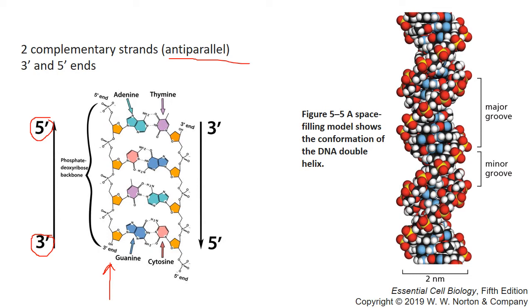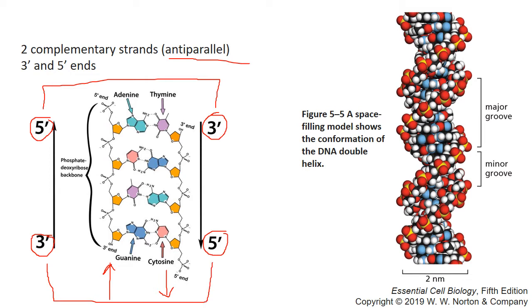The other side of the double-stranded DNA will run the opposite way. It will run antiparallel, meaning that the 3' sugar will face upwards and the 5' sugar will face downwards on this end. So as you can see, they're antiparallel because it's 5 on one side, 3 on the other, 3 on one end, 5 on the other.